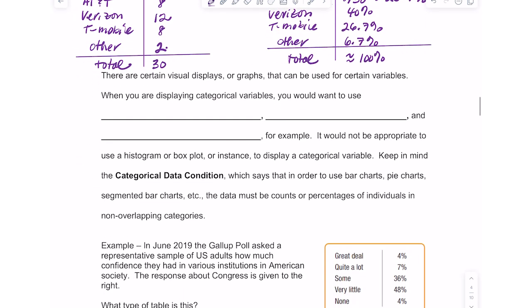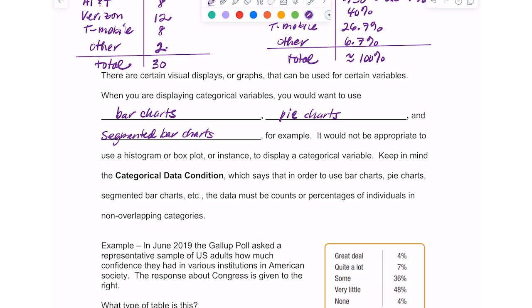Okay. There are certain visual displays or graphs that can be used for certain variables. So since we're dealing with categorical variables, you want to use specific graphs. And those graphs are going to be bar charts or bar graphs, pie charts or pie graphs, and segmented bar charts. And there's other ones, but those are just 3 to get us started. Okay, so it wouldn't be appropriate to use like a histogram, a dot plot, a stem and leaf plot, box plot for something that's categorical.